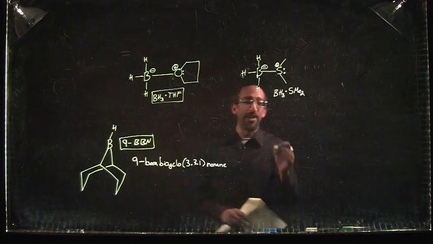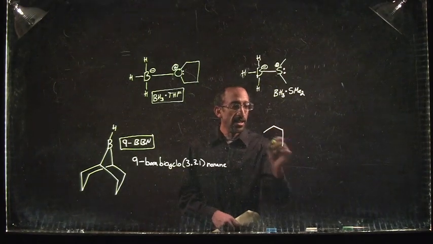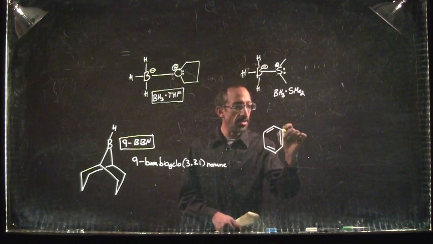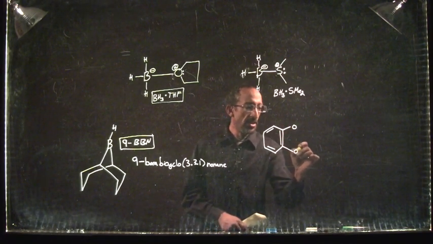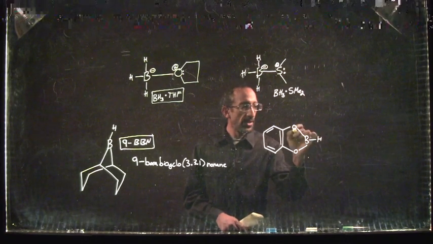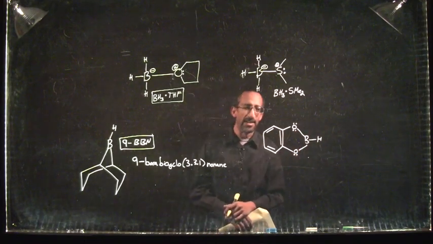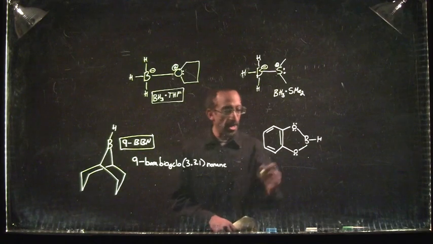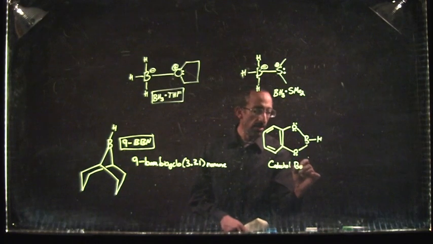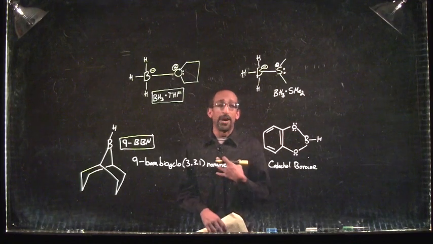Finally we have my favorite borane reagent, which is known as catechol borane. The structure of catechol borane makes it a particularly useful reagent. We have a catechol moiety bonded to this boron that has that active boron-hydrogen bond that's going to be very useful for us. So catechol borane, that's my personal favorite.